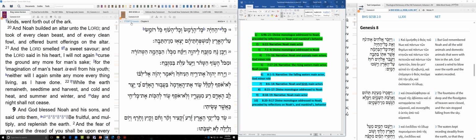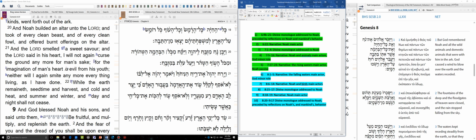So he sacrifices them by fire, an olah, to the Lord. This is also the first mention where it says that an olah, a burnt offering, was offered unto the Lord. Now watch what happens in response to that in verse 21. "And the Lord, Yahweh, smelled a sweet savor. And the Lord said in his heart, I will not again curse the ground any more for man's sake, for the imagination of man's heart is evil from his youth, neither will I again smite any more every living thing as I have done."